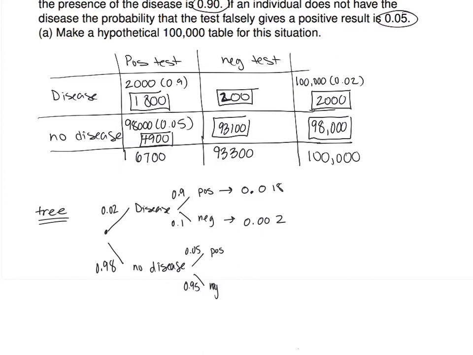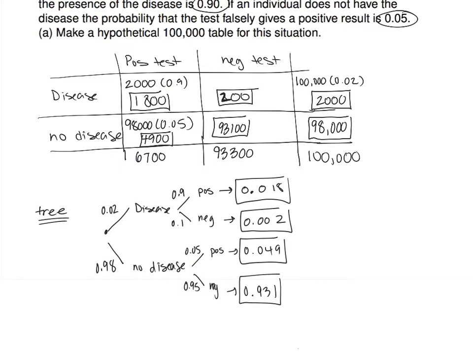0.98 times 0.05 comes out to be 0.049, and 0.98 times 0.95 gives us 0.931. And if you add all these numbers up, you should get 1, which we do. Okay. So either the table or the tree, I'll let you choose which one you like better, but if you do the tree, you have to find those numbers.